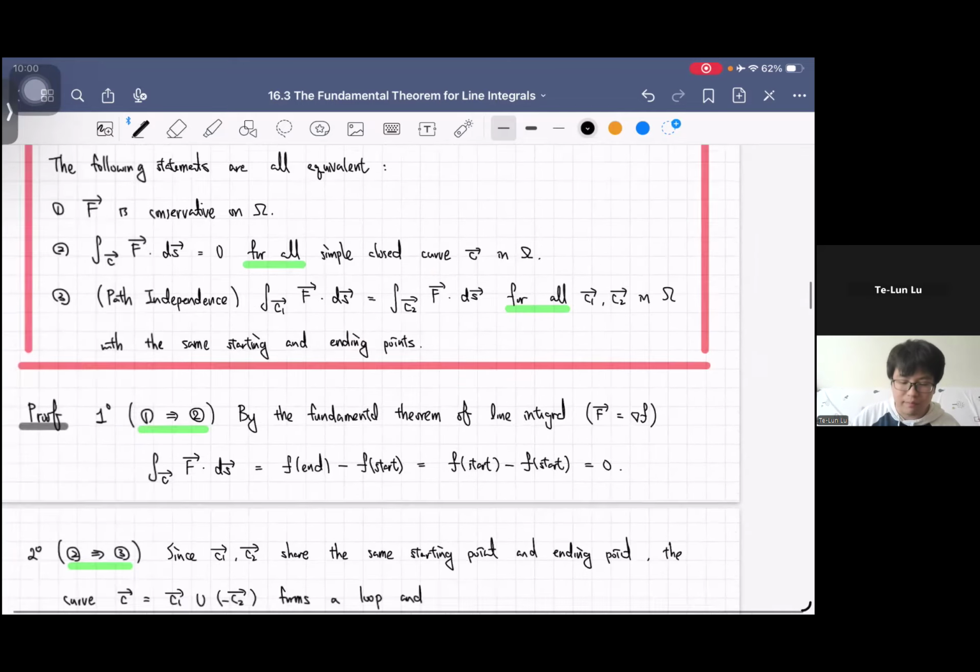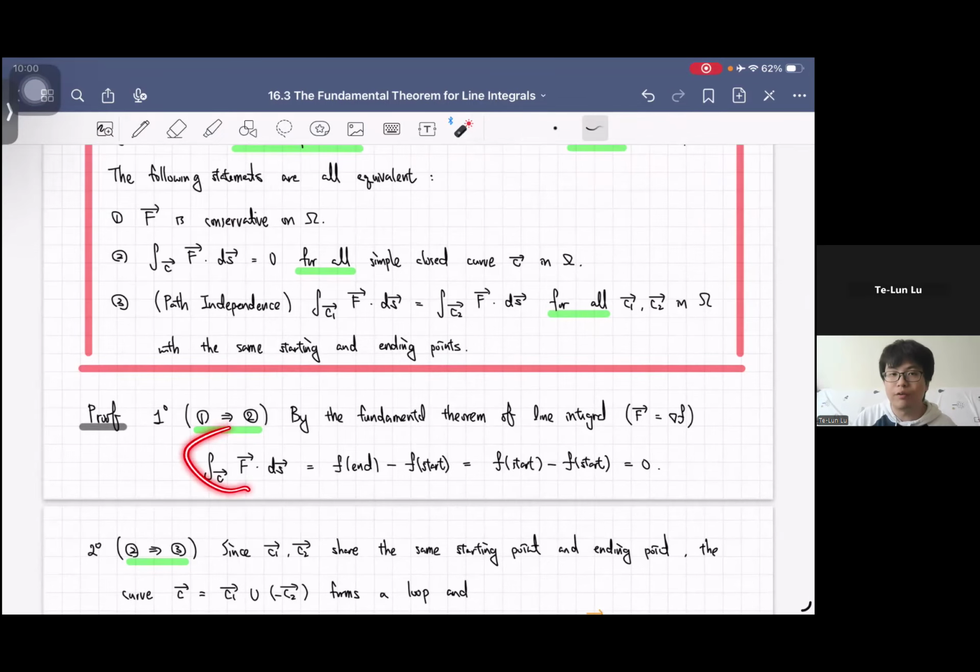Then by the fundamental theorem of line integration, we know that the line integral of this vector field over this simple closed curve is given by f of ending point minus f of starting point. However, in this case, this is a closed loop, right? So the starting point is actually the ending point, meaning that these two are the same point. And obviously they share the same function value, so it'll be 0. So very intuitively, a conservative vector field should have line integral 0 whenever the curve itself is closed. Simply closed, basically, same point closed.